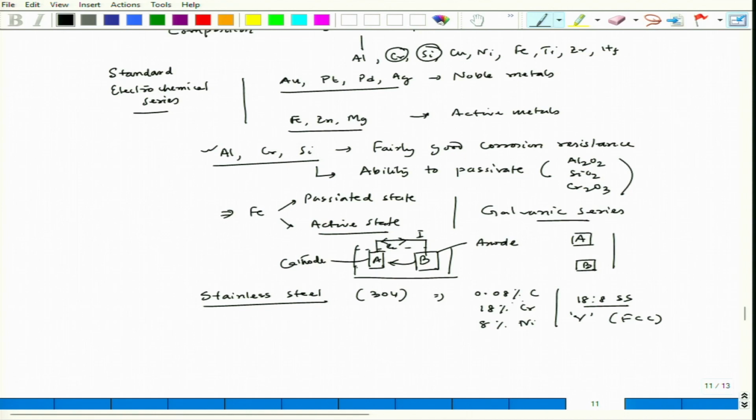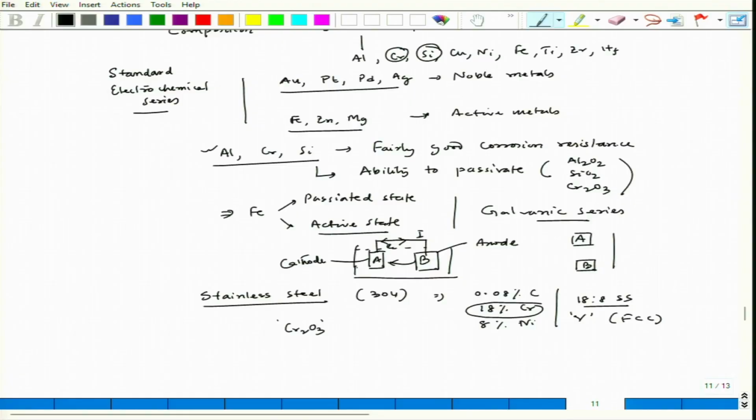Now, because we have a very strong passive layer forming element, which is chromium, a chromium oxide layer would form. It is not simple chromium oxide, it will be a mixture of chromium oxide as well as iron oxide. That layer would be so strong that it would not allow the material to get corroded, and the material would look shiny all the time. This is a typical behavior of stainless steel.